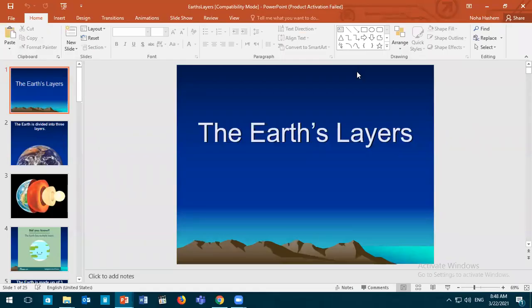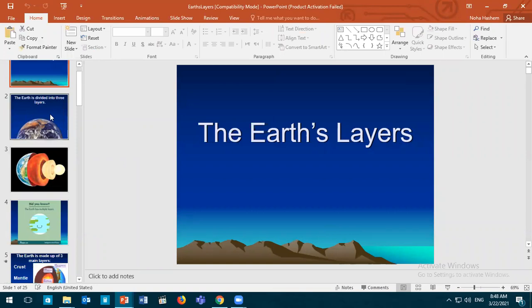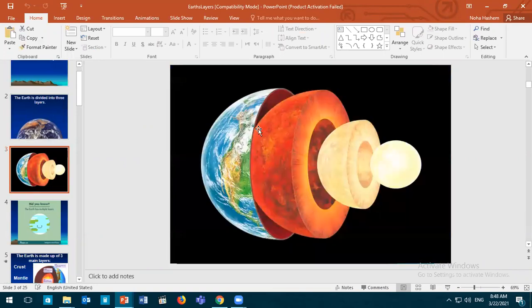In chapter 9, lesson 3, we talked about the Earth's layers, and we said that the Earth is made up of 4 layers: the crust, mantle, and 2 layers of core. Some people say it's 3 layers, like crust, mantle, and core only.